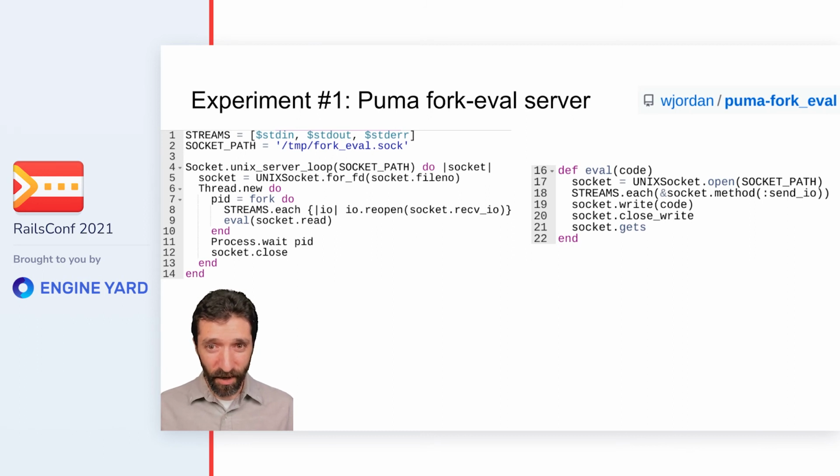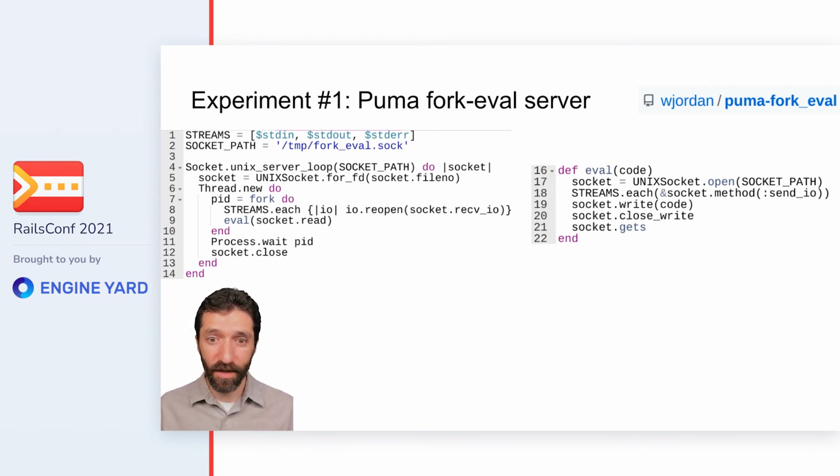And this is the bulk of the plugin code. It's not very much code. On the left is the server code that runs in a background thread on the Puma parent process. And on the right is the client code that gets invoked by a command line script. The server just listens on a Unix domain socket, and it runs fork for each new socket connection it receives.